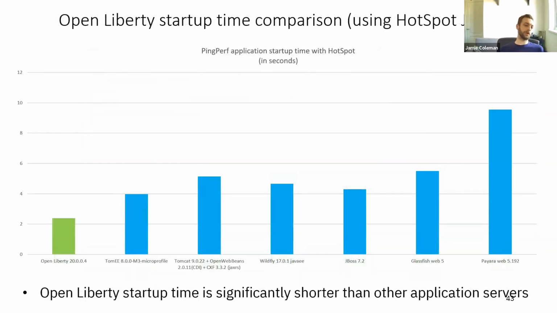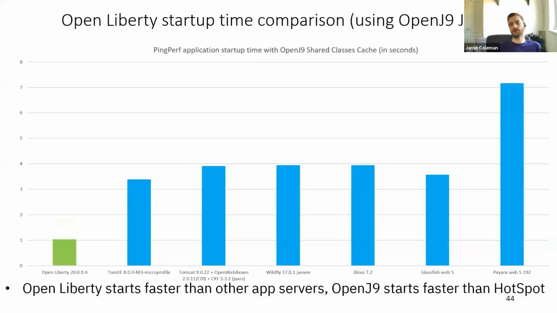So this is just normal OpenLiberty starting up, basically with the normal HotSpot JVM. And as you can see, it's pretty competitive compared to all the others. It's just over 2 seconds, but we want it lower than that. So OpenJ9 introduced something called shared class cache. I won't have time to demo this for you today, but I'll see how close I get towards the end of the presentation.